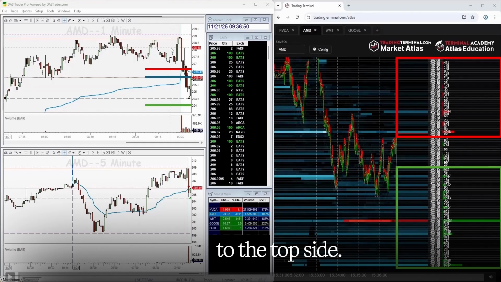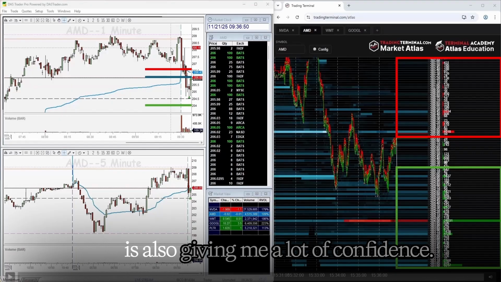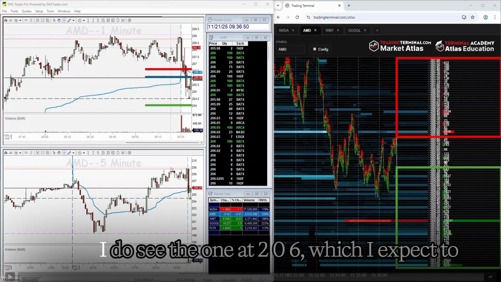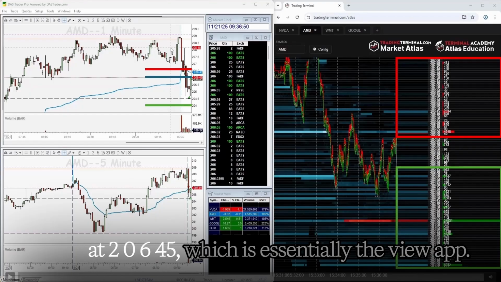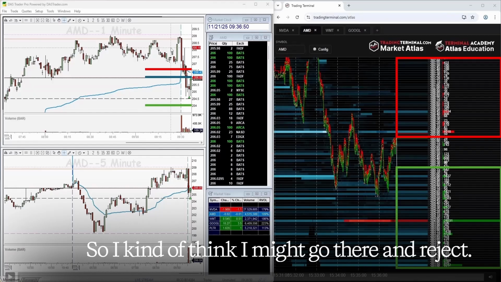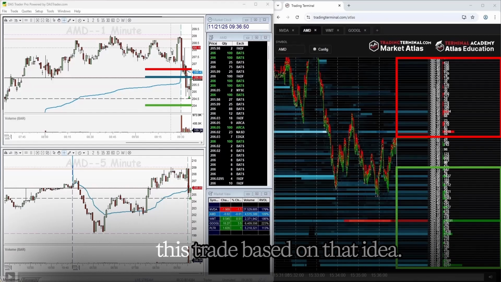To the top side, I actually don't see many orders, which is also giving me a lot of confidence. I do see the one at 206, which I expect to be filled. And then there's another one right at 206.45, which is essentially the VWAP. So I think I might go there and reject. I'm really starting to plan this trade based on that idea.